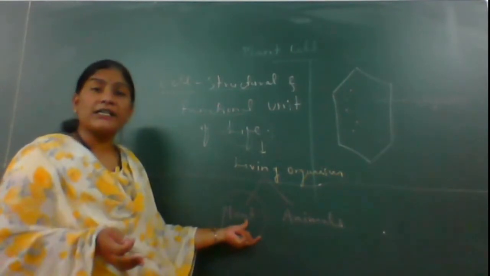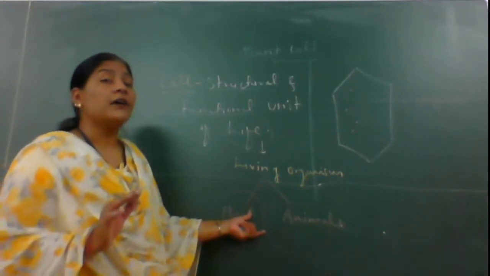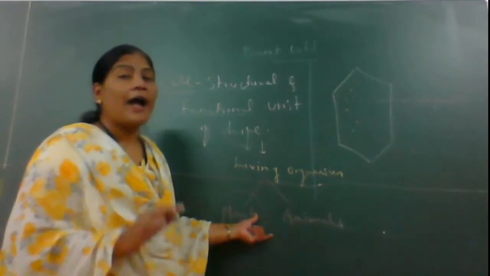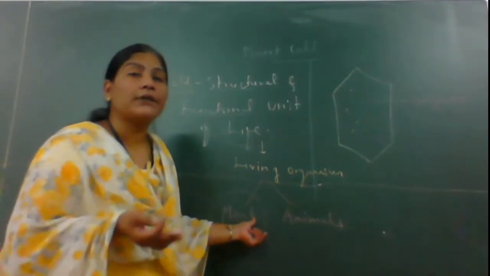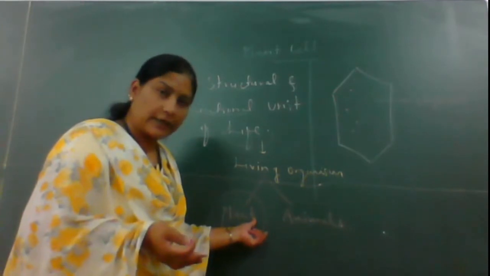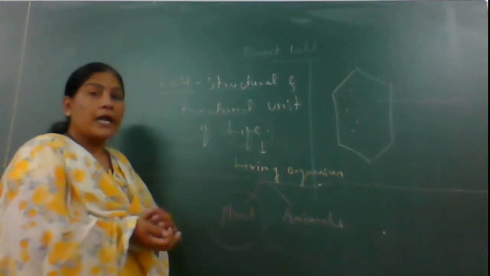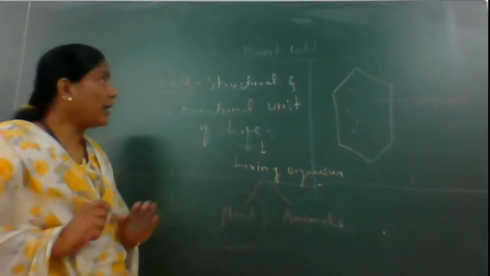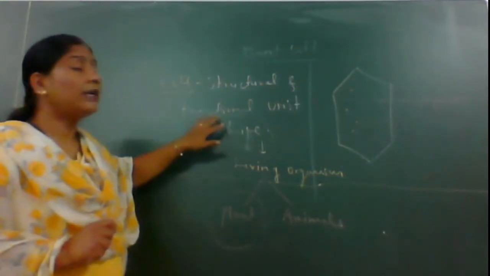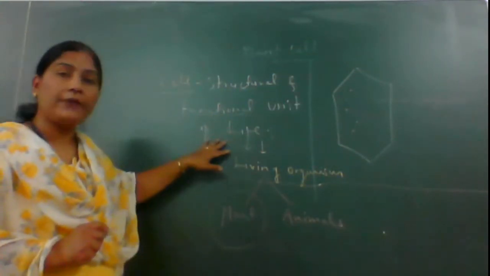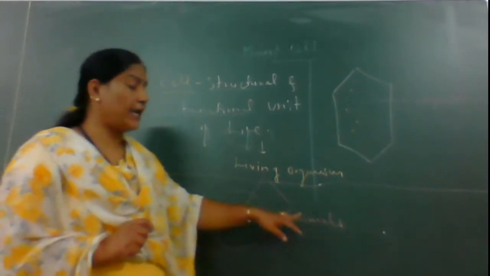There are also various components or subparts of the chloroplast in which the process of photosynthesis occurs. Through photosynthesis, all plants prepare their own food material with the help of the chlorophyll pigment and sunlight. So in this lecture we learn about the plant cell. Cell is the structural and functional unit of life. Life means living organisms, which may be plants and animals.